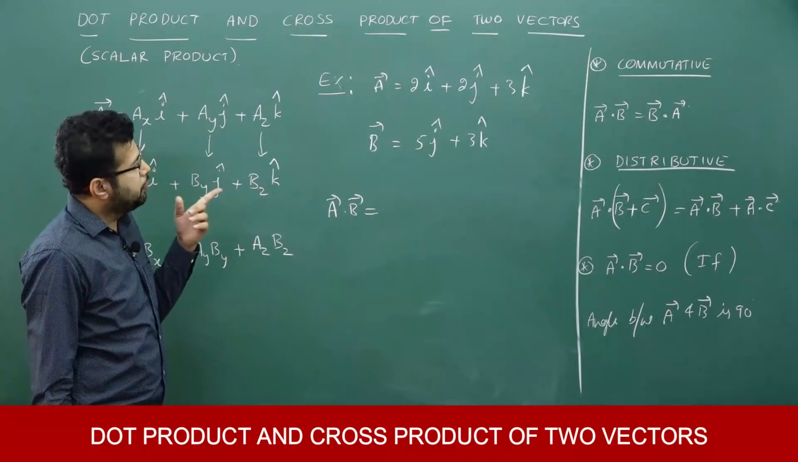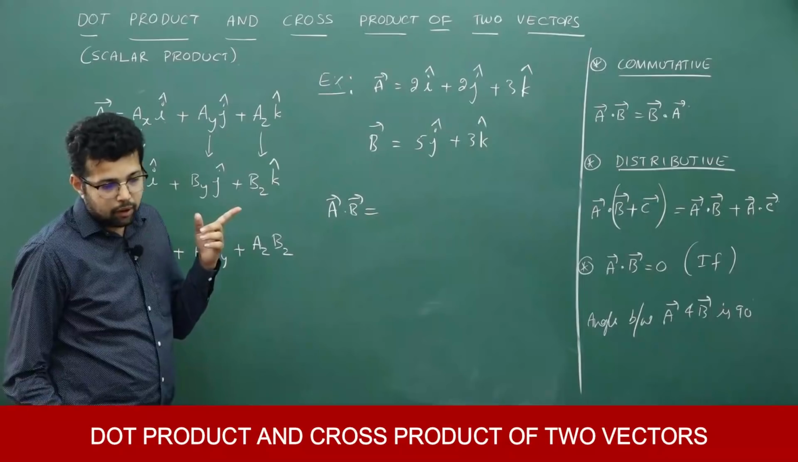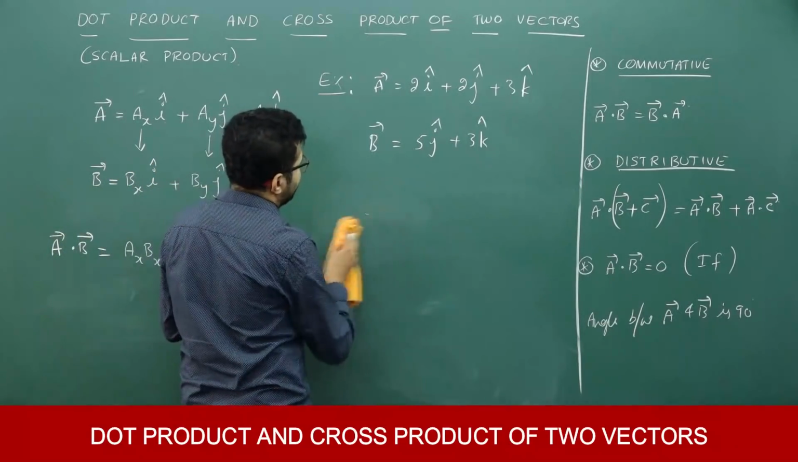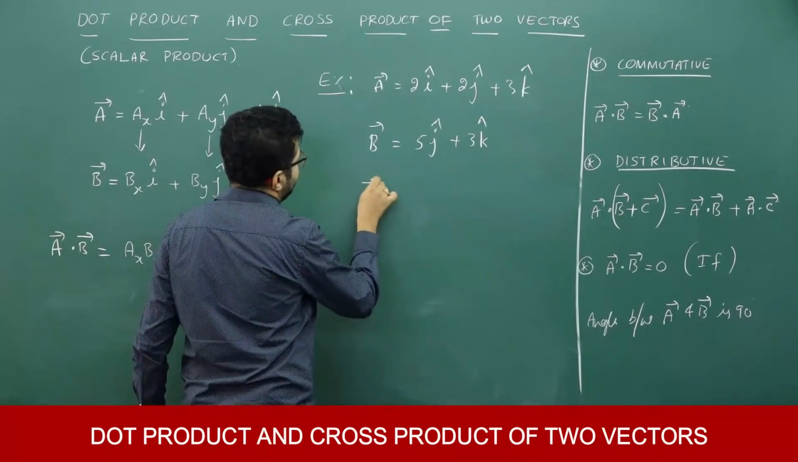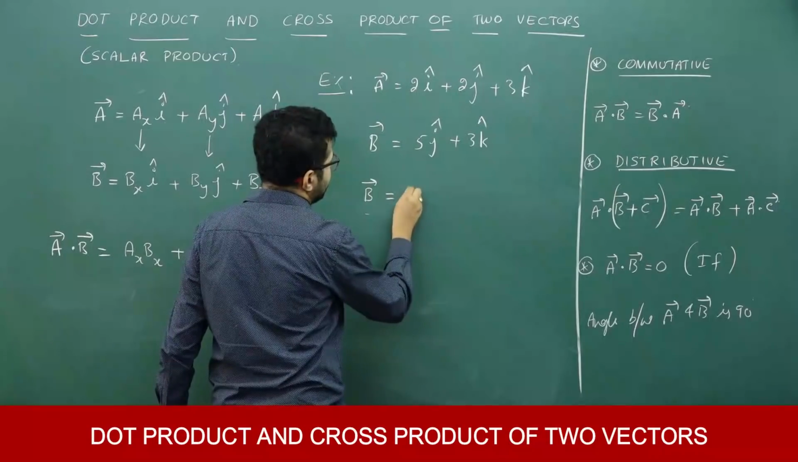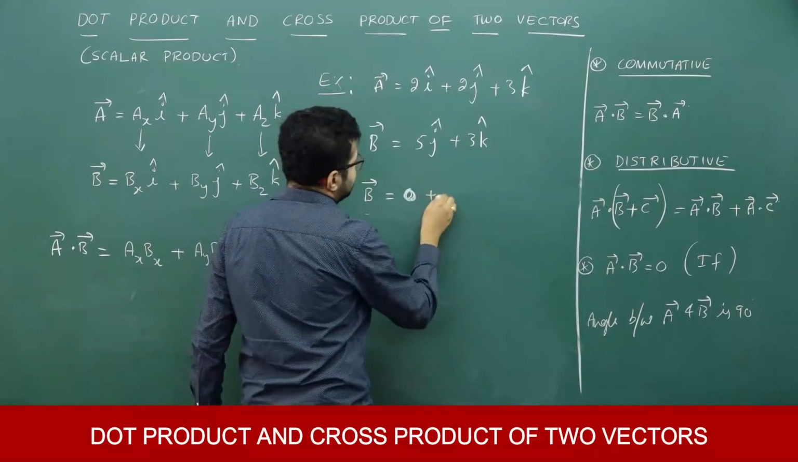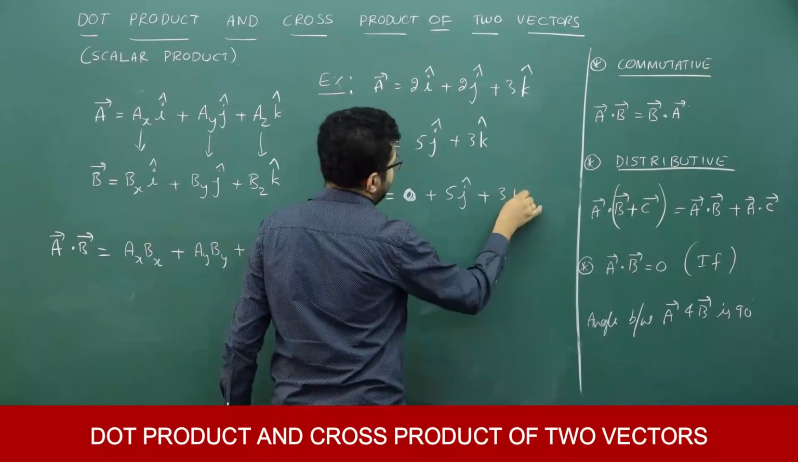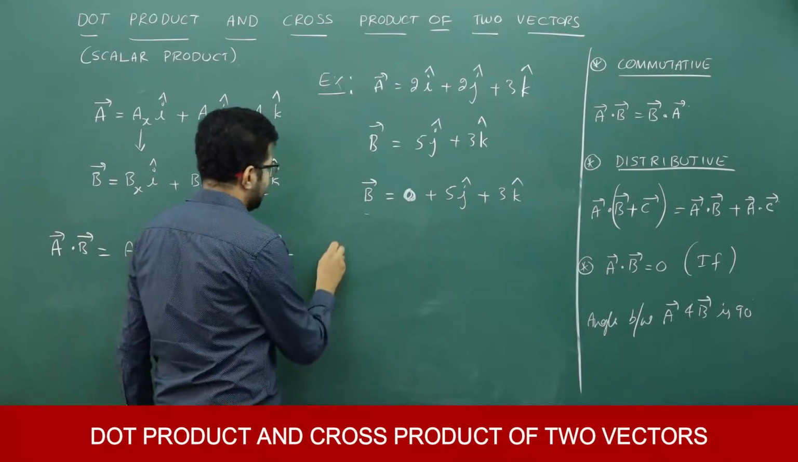Now in vector B, if you observe, the x term is not there, the x component is not there. What we will do now? Therefore, we will write it in proper form. Vector B is equal to 0 i cap, okay, plus 5j cap plus 3k cap. Now, what is A dot B?